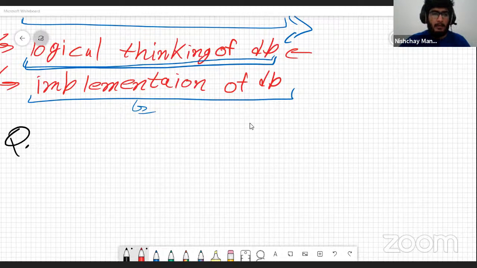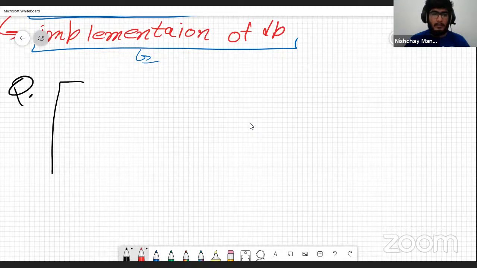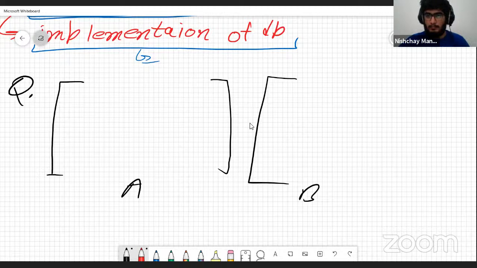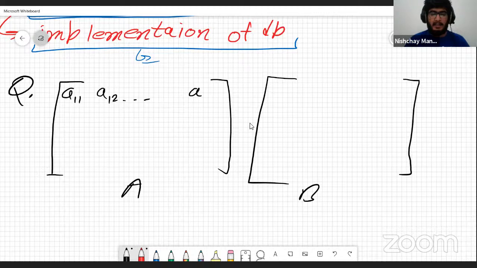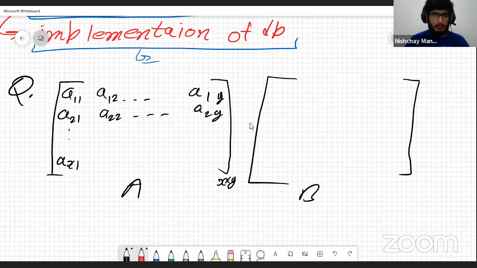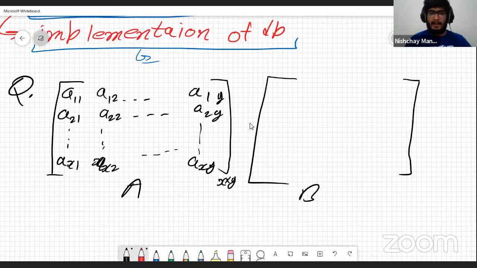So the problem is simply, let's say we have two matrices, some A matrix and some B matrix, right? So the A matrix has A11, A12 up until, let's say, it is a matrix of X into Y, right? So this would be AX1, A21, A22. So this would be A1Y, this would be A2Y, this would be AX2, and this would be AXY, right? So this is one matrix, this is the A matrix, right? Let me write that clearly.